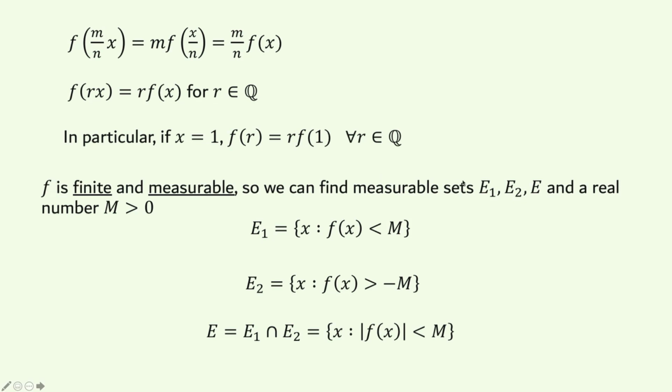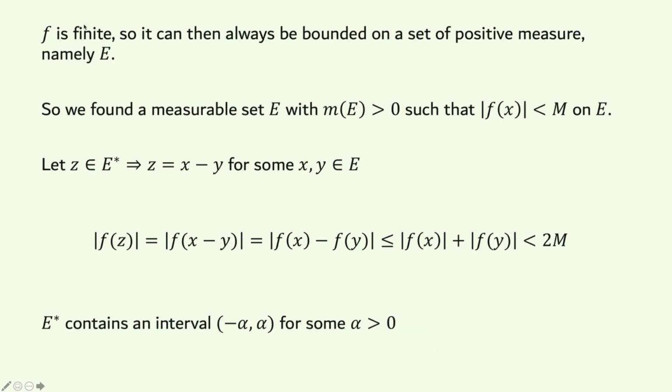So we can find these measurable sets E1, E2, and E, and a real number m, such that E1, this set, is measurable. That's the definition of a measurable function: the set of all x such that f of x is strictly smaller than m, and the set of all x such that f of x is greater than minus m. And if we intersect these two, this is just the set of x such that the modulus of f of x is strictly smaller than m, and this set is measurable and of positive measure, right? Because f is finite, so f can always be bounded on a set of positive measure, which is E. So we found a measurable set E with positive measure such that the modulus of f of x is strictly smaller than m on E.